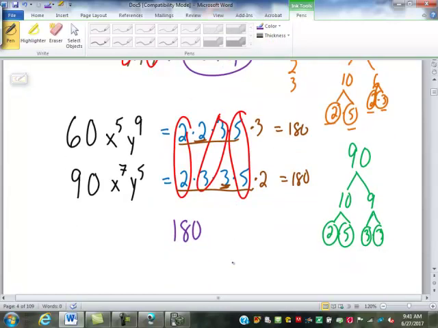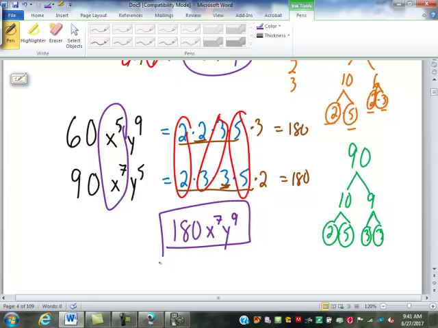For the variable, remember for least common multiple, we take the larger power. So 5 and 7, that's going to be x to the 7. And then y to the 9th is the larger power. 180, x to the 7, y to the 9th.